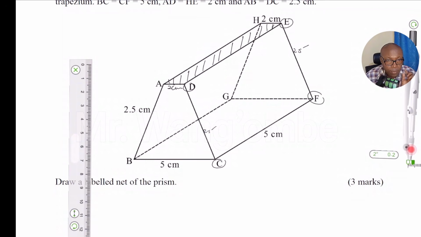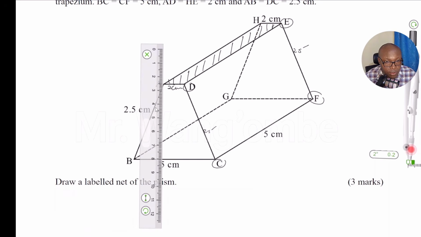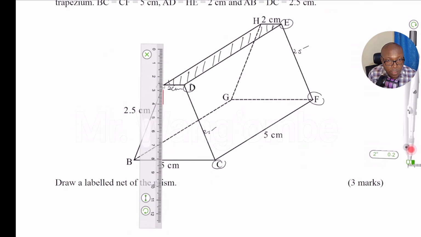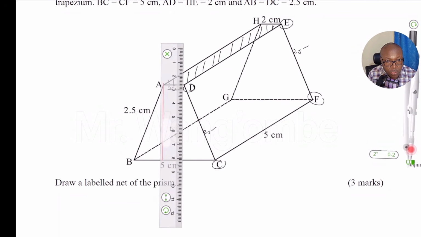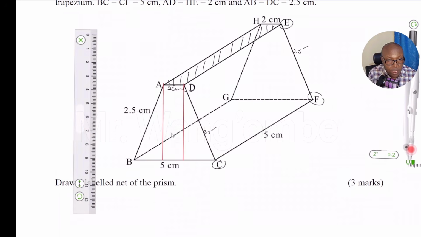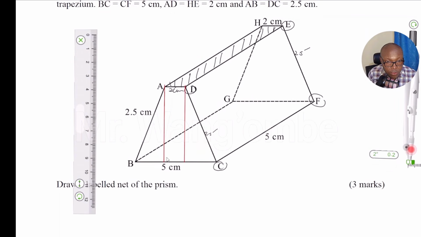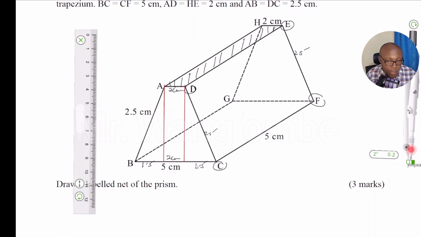Now for that trapezium, we have all the sides given: 2.5, 5, 2 centimeters, 2.5. How do we construct that? We will require the height, which is going to help us draw that trapezium very well. So the moment I get the height, I'll be in a position to draw that. If I draw something like that, this AD being 2 centimeters, this one will be 2 centimeters as well. And if the whole of BC is 5 centimeters, then we are remaining with 3 to be shared between these. So 3 divided by 2, this side will be 1.5, 1.5, because they are equal.